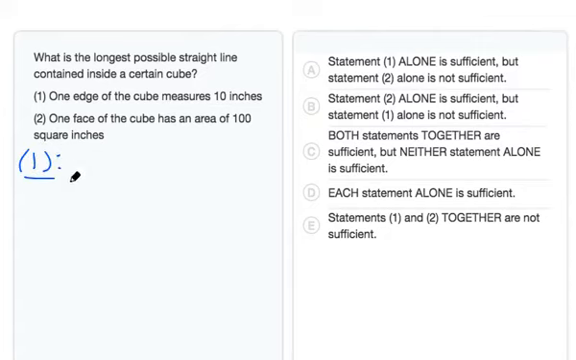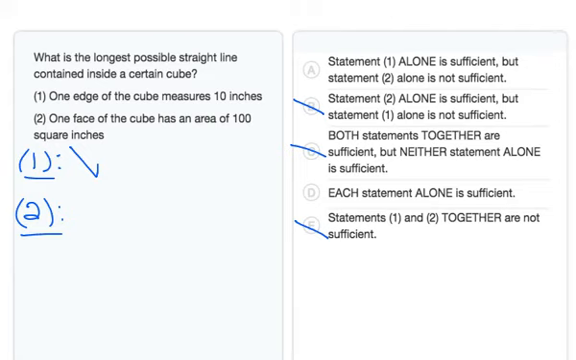So statement 1, we're given that one of the edges of the cube is 10 inches. And we said before that that's enough information to find all of the other dimensions, including the diagonal, which would be the longest straight line. So this statement alone is sufficient, and there's no additional work that we need to do. We can actually eliminate answer choices B, C, and E, and we're left with answer choice A or D. Now, to decide between the two answer choices that are left, we're going to go ahead and consider statement 2.